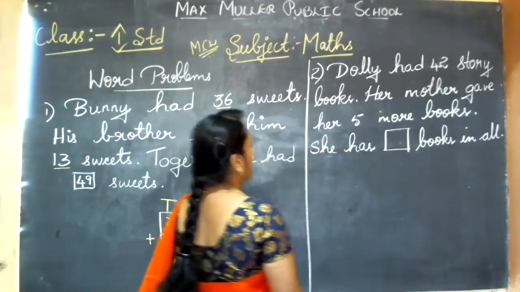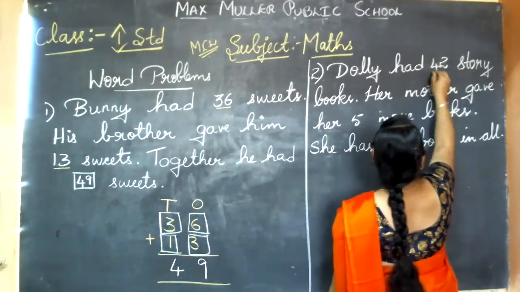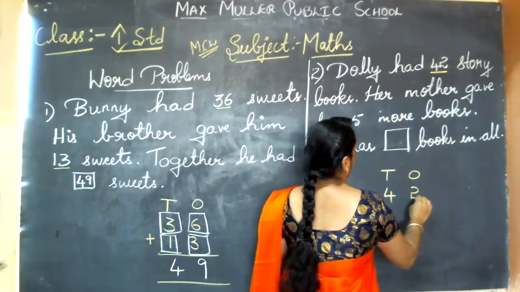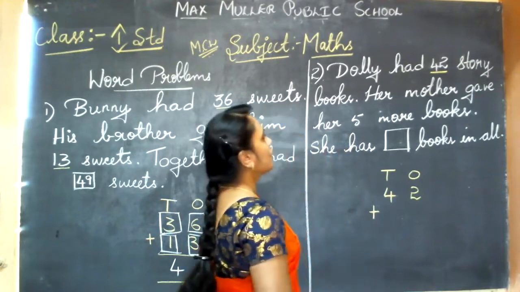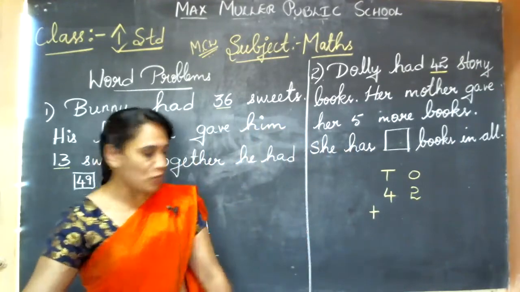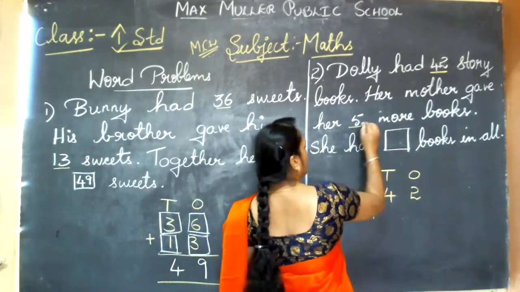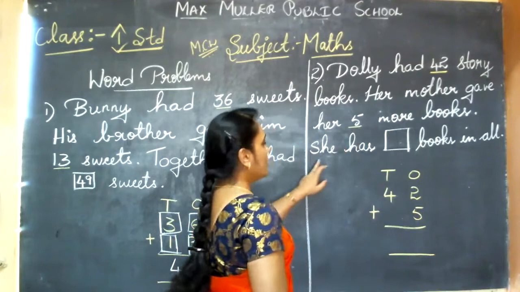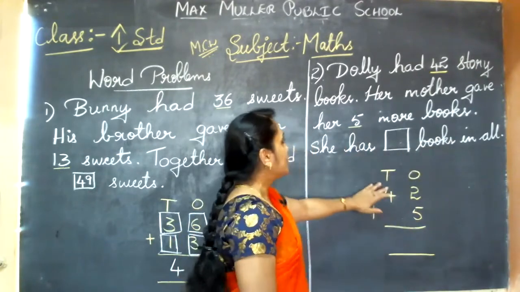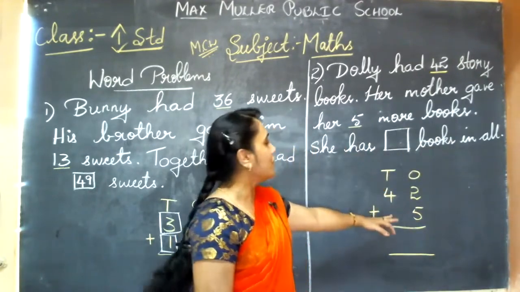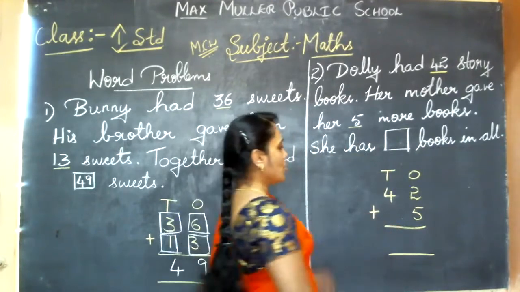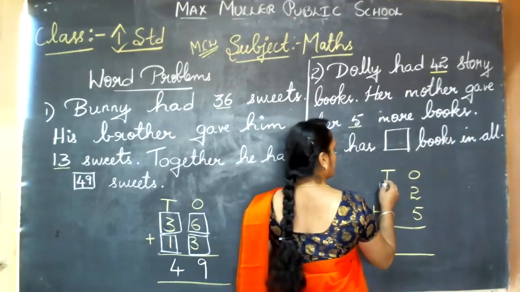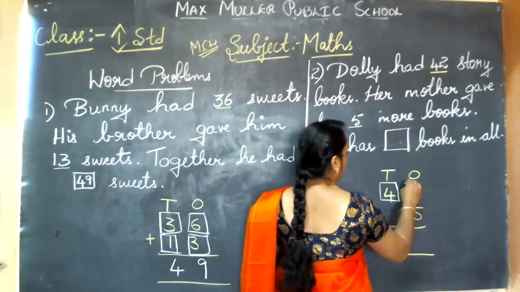Yes. Dolly had 42 storybooks. How many? 42. Plus, her mother gave her 5 more books. 5 more books extra mother will give. So, plus 5. You have to add both of these. She has dash books in all. Okay. First, she'll be having 42 books. Then, mother also will give 5 more books extra. So, we have to add those two. Then, how many books does she have in all? We have to find out.